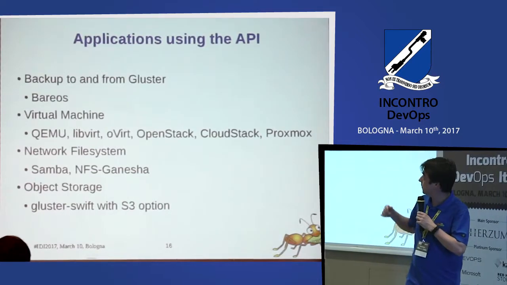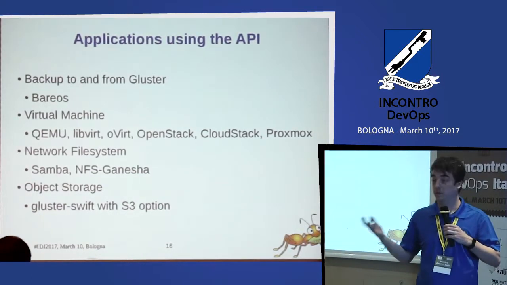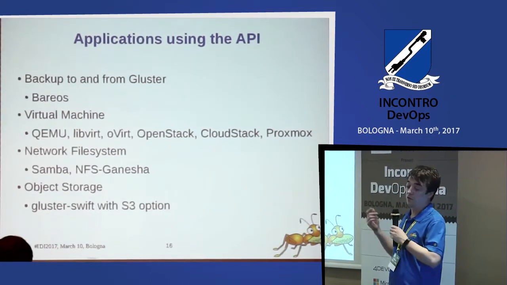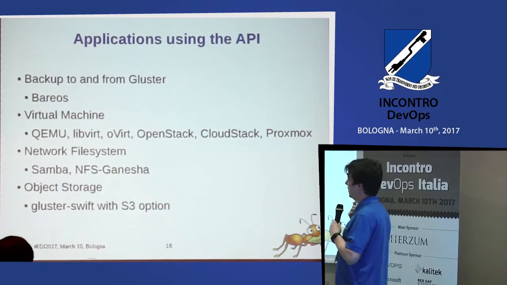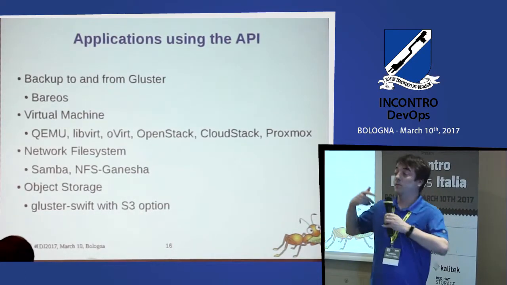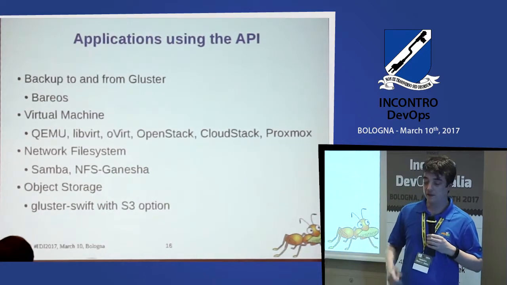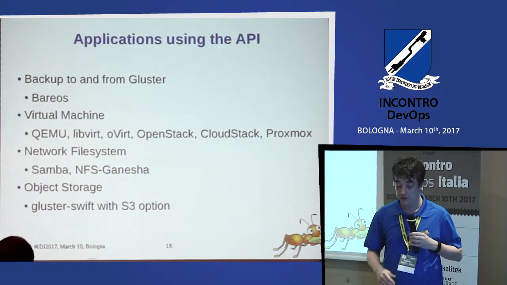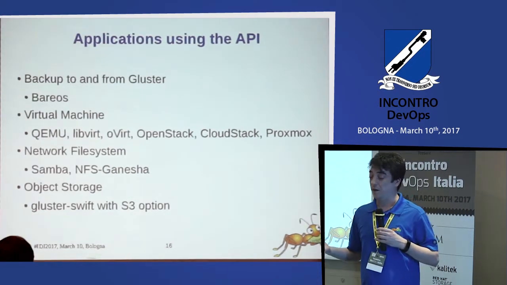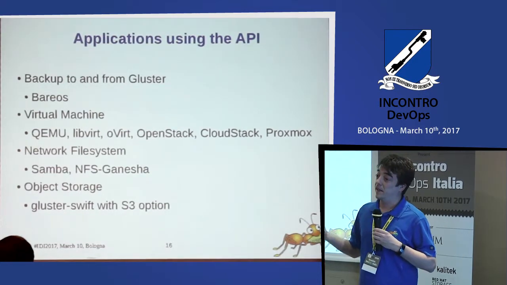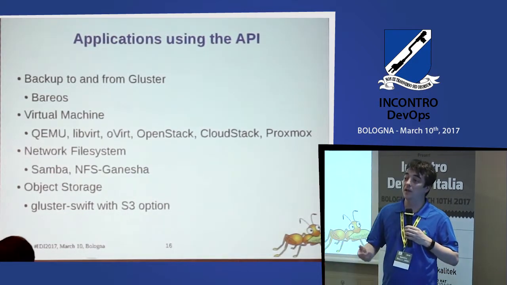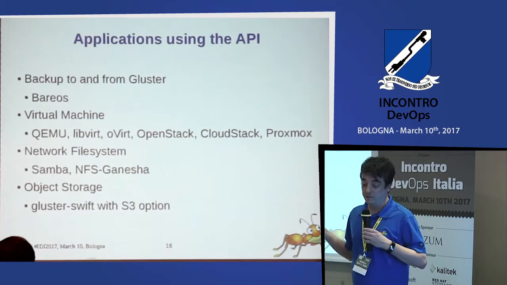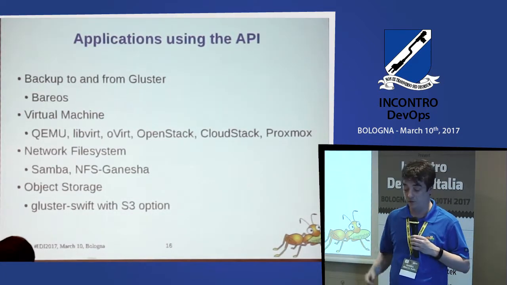So Burp is a backup solution similar to Bacula. You can back up your workstations, your servers, anything on top of a Gluster volume, but the other way around as well. So you can back up your Gluster volumes to tape using Bacula. Virtual machines: QEMU, libvirt, everything else basically can do it. Samba and NFS-Ganesha are providing their access points. Samba has a module, NFS-Ganesha has a module, and both of these modules use the library to do the actual storage on Gluster, so there are no mount points involved in there.